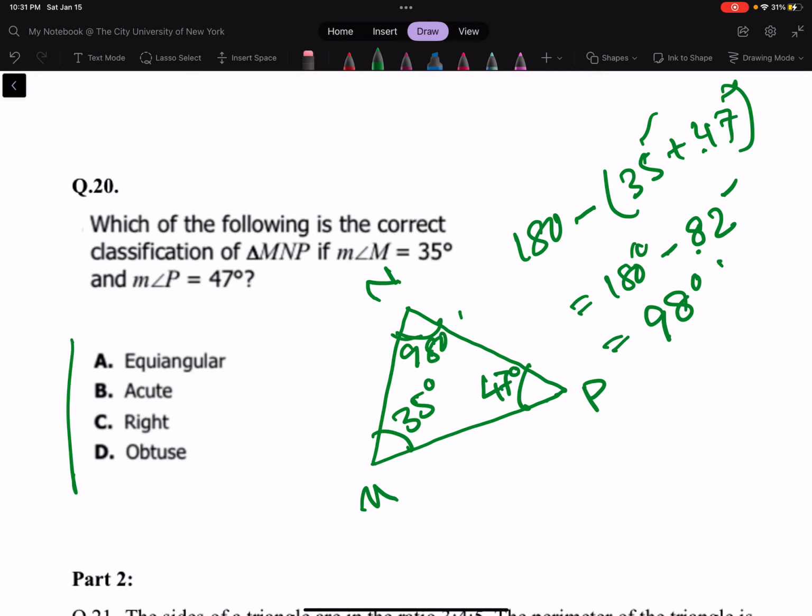So you see there is one obtuse angle, more than 90. So it's not equiangular. All the angles are not equal. There is no right angle. So it's obviously obtuse. Okay.